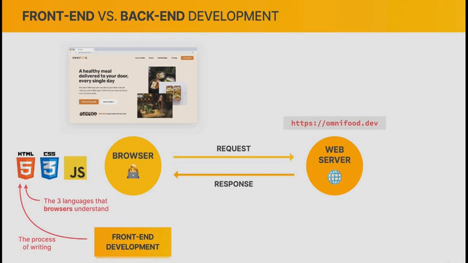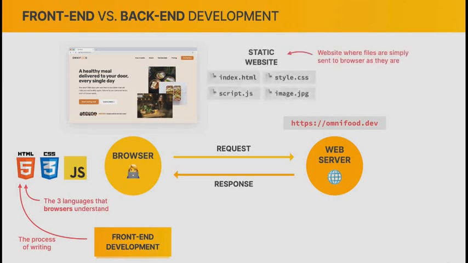Now, just as a side note here, whenever the files that make up the website are simply stored on the web server and are then sent to the browser as they are, we say that we have a static website. Okay? And this will make a little bit more sense in a minute when we talk about what a dynamic website is. But for now, just keep in mind that a static website is basically a website where the files are simply sent from the server to the browser as they are. So without any transformations.